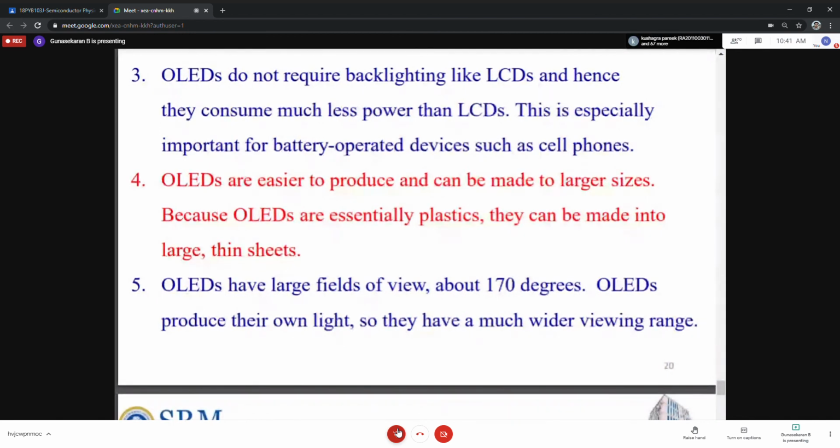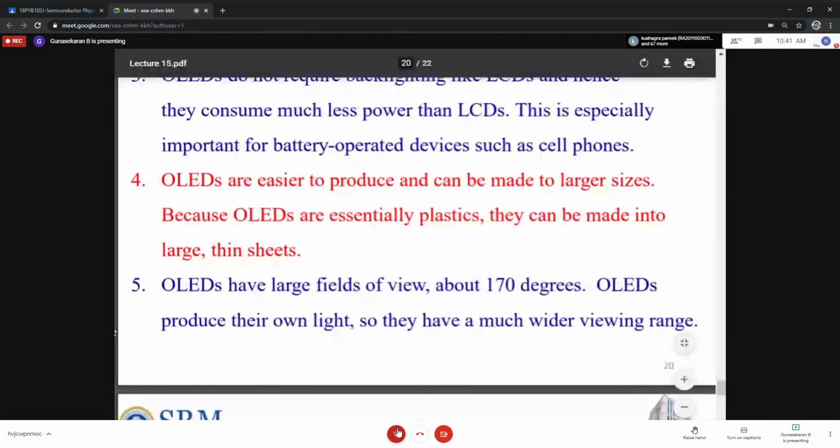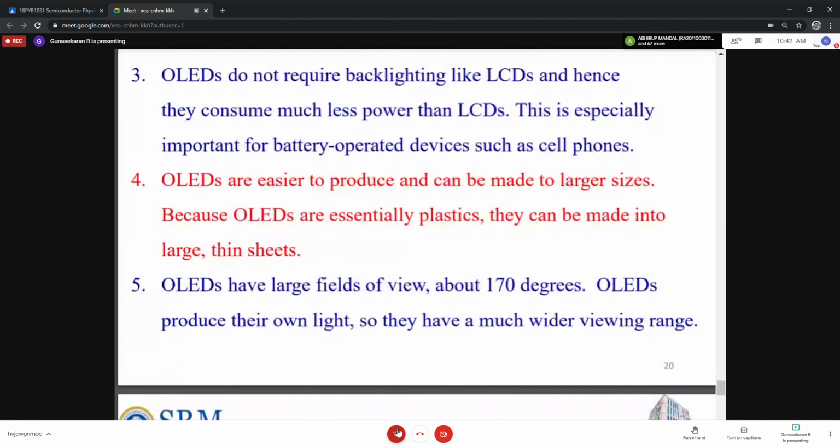And the viewing angle. The normal OLEDs have a very large field of view, on the order of 170 degrees. That is almost 180 degrees of the angle, out of 360, that it will cover. That's why you say the wide range. They produce their own light, and so they can have much wider viewing angles. So these are all the advantages of OLEDs compared to LED and LCD.